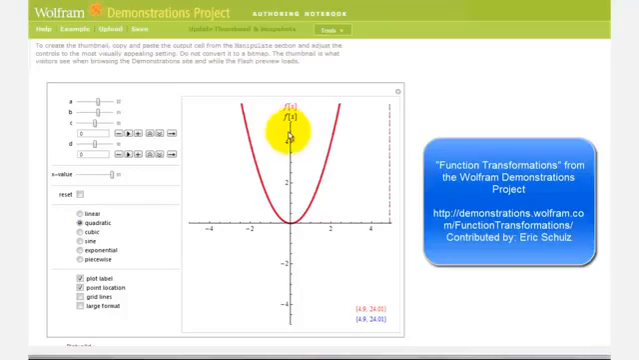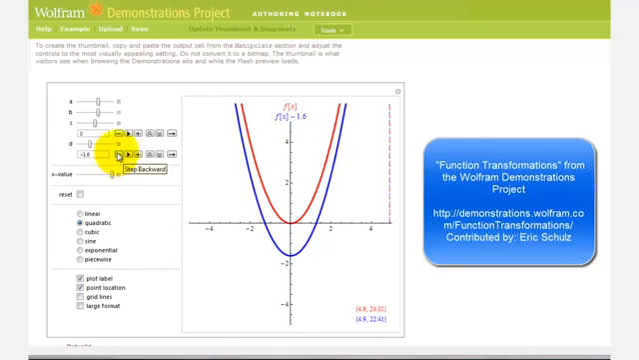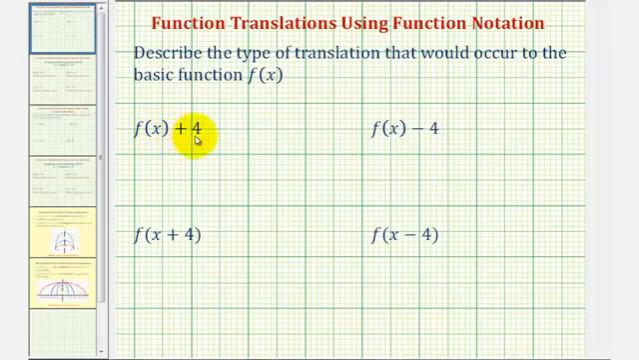Let's start by looking at what happens when we add or subtract a constant from f of x, the function value. Notice as we add a constant, the graph is shifted up. And if we subtract a constant from f of x, we can see the graph is shifted down. So this answers our first two questions. F of x plus 4 will shift f of x up 4 units. And f of x minus 4 will shift f of x down 4 units.